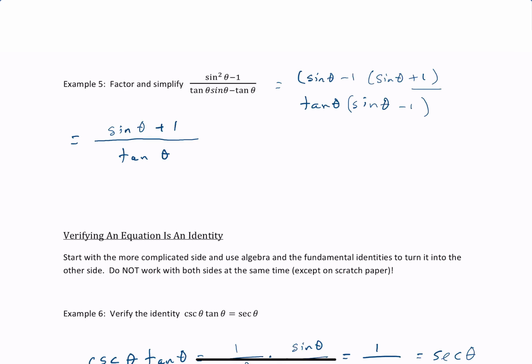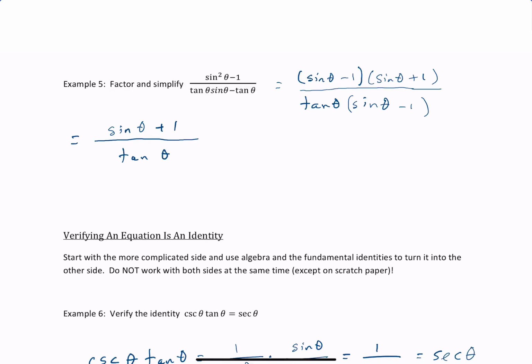Next example, factor and simplify. Factoring on top, that's the difference of squares. It's an a squared minus b squared because 1 can be thought of as 1 squared. We get sine of theta minus 1 times sine of theta plus 1.